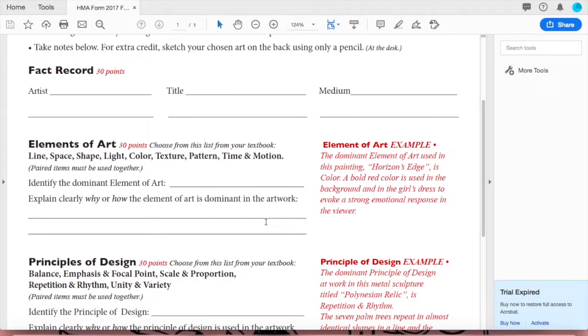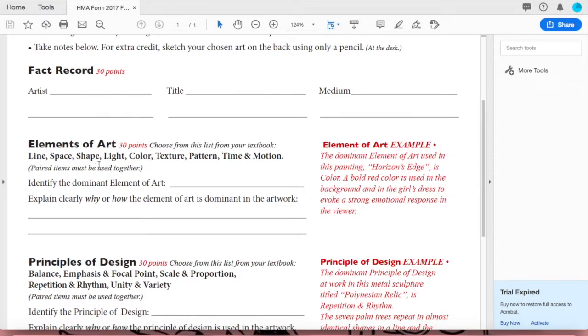You need to pick the most dominant element of art. Now, sometimes I've had people who adequately use more than one of these in this paragraph, but you're not supposed to use all of them. In fact, that's not a good thing to do. I've had people say, line, space, shape, light, color, texture. No, don't do that, okay? You're going to want to pick one of these, all right?